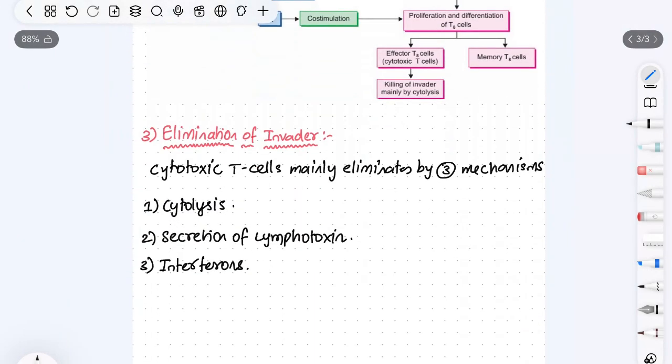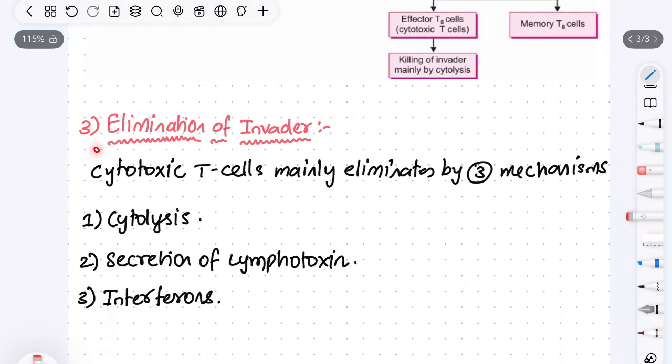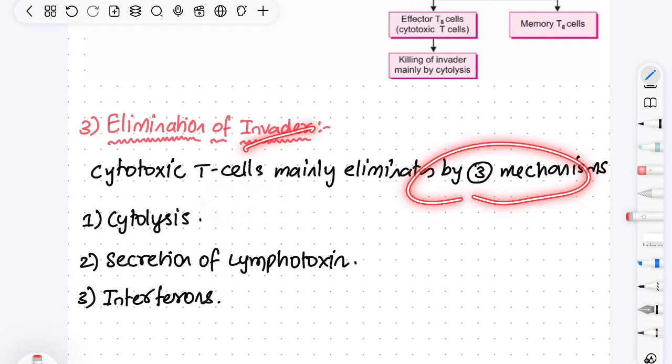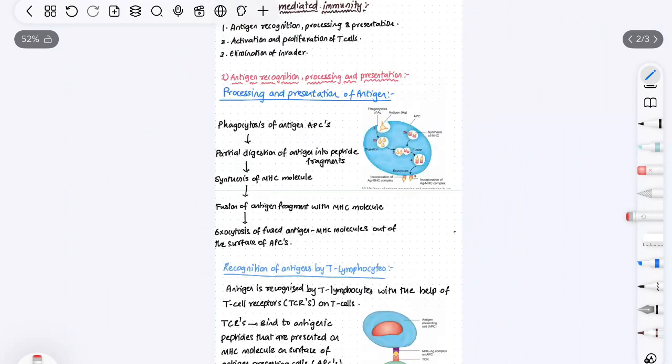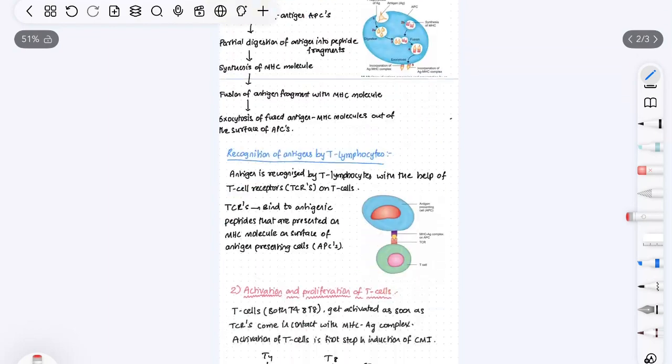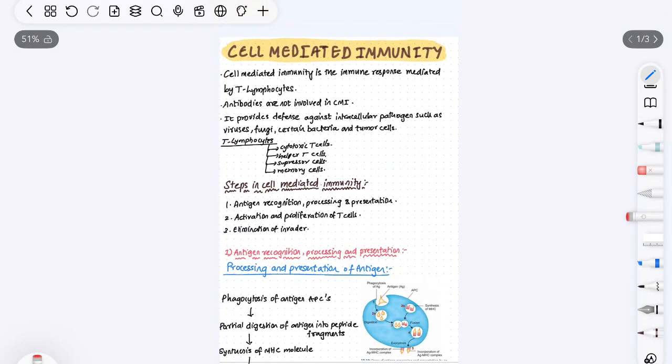Now the last step in cell mediated immunity is the elimination of the invader. Cytotoxic T cells, that is T8 cells, mainly eliminate the invader by three mechanisms: cytolysis, secretion of lymphotoxin, and interferons. So this is the actual concept of cell mediated immunity. You can represent it in this manner in the exams to score good marks.